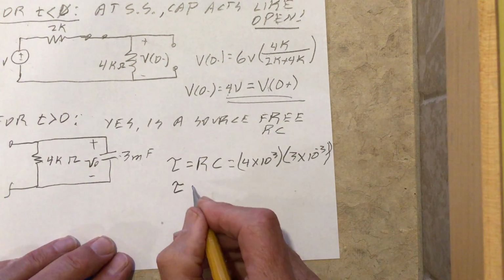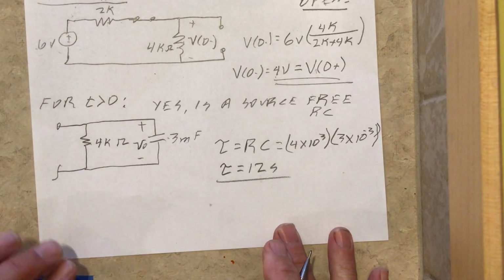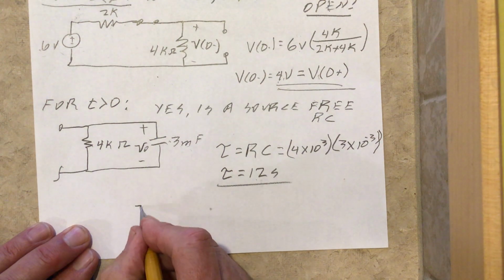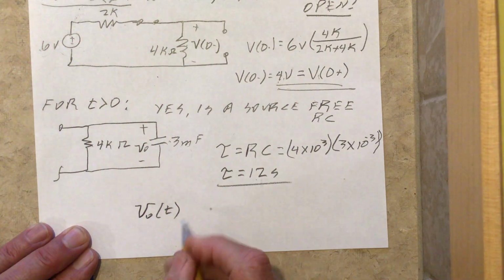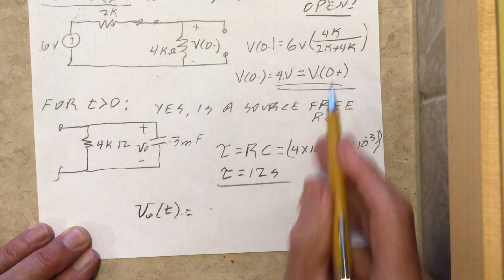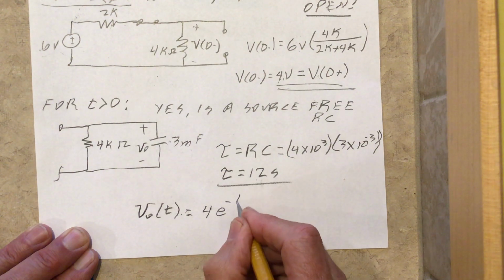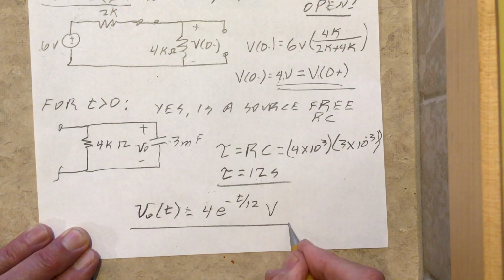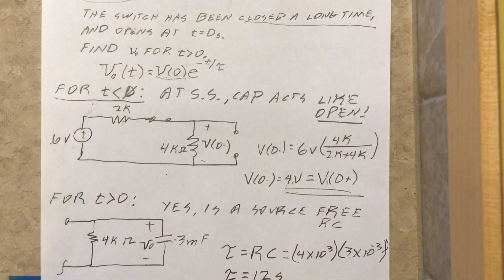So my tau in this case is 12 seconds. We're on the road to success. We know V sub 0. We know tau. So our voltage out as a function of time is V sub 0, 4 volts, e to the minus t over tau, 12. And that's in volts. Ta-da, there's our answer. Okay. All right, a simple RC circuit.